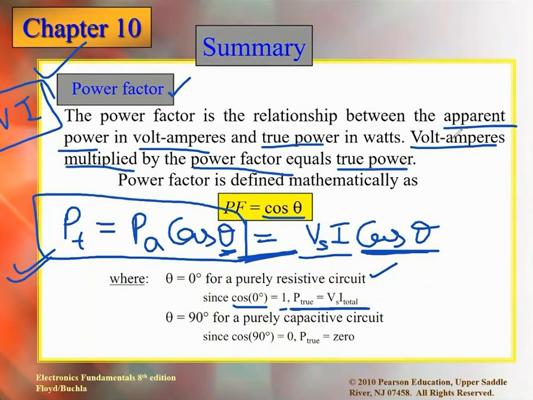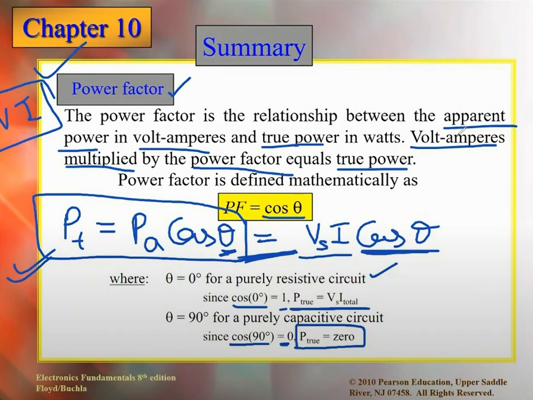Purely capacitive, do you remember the phase angle for the purely capacitive? It will be 90. Yeah, we know that voltage and current are always out of phase by 90. So if we put 90 in this formula, you will know cos 90 is 0. So what will be the true power? Zero. Because there is no resistance, only reactive power is there. Okay, that concept is also explained here very well.